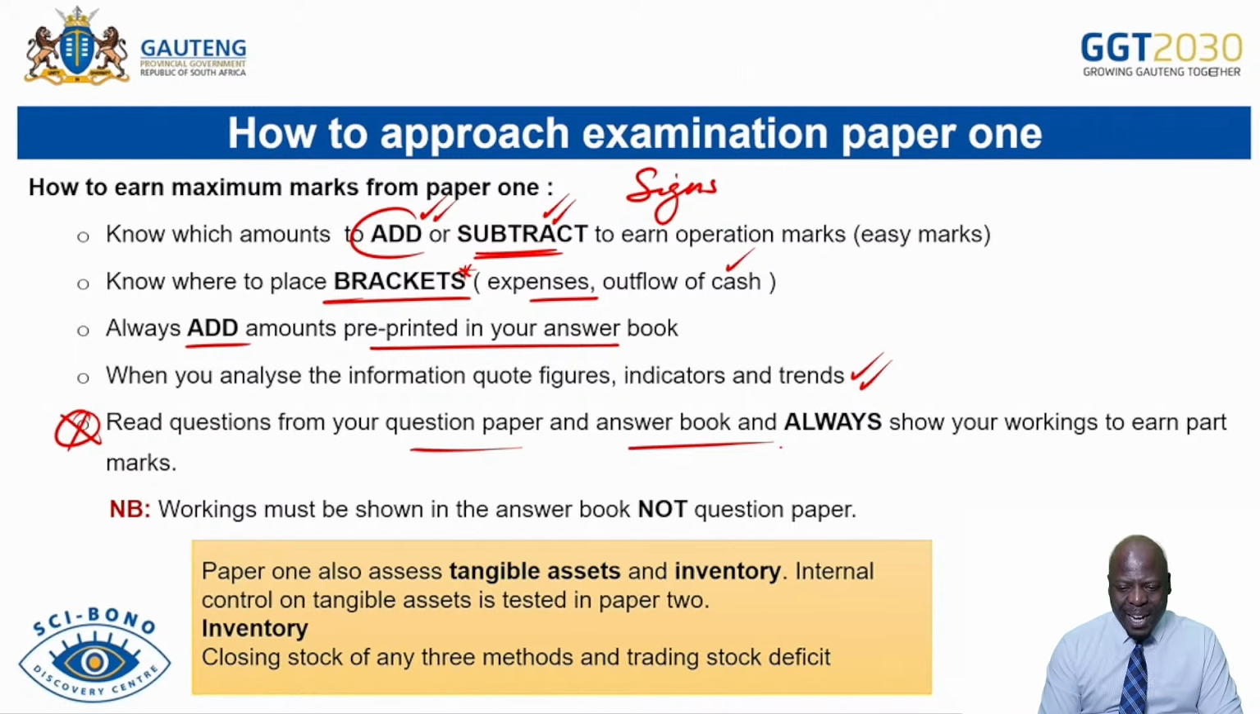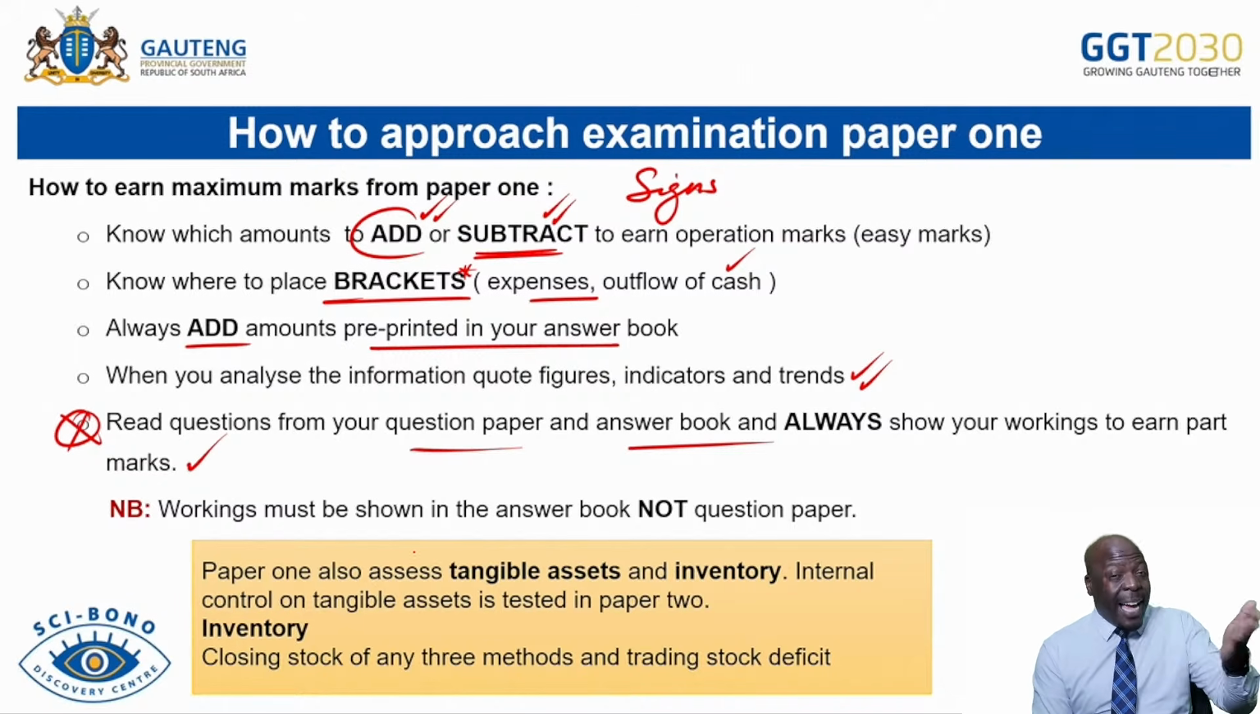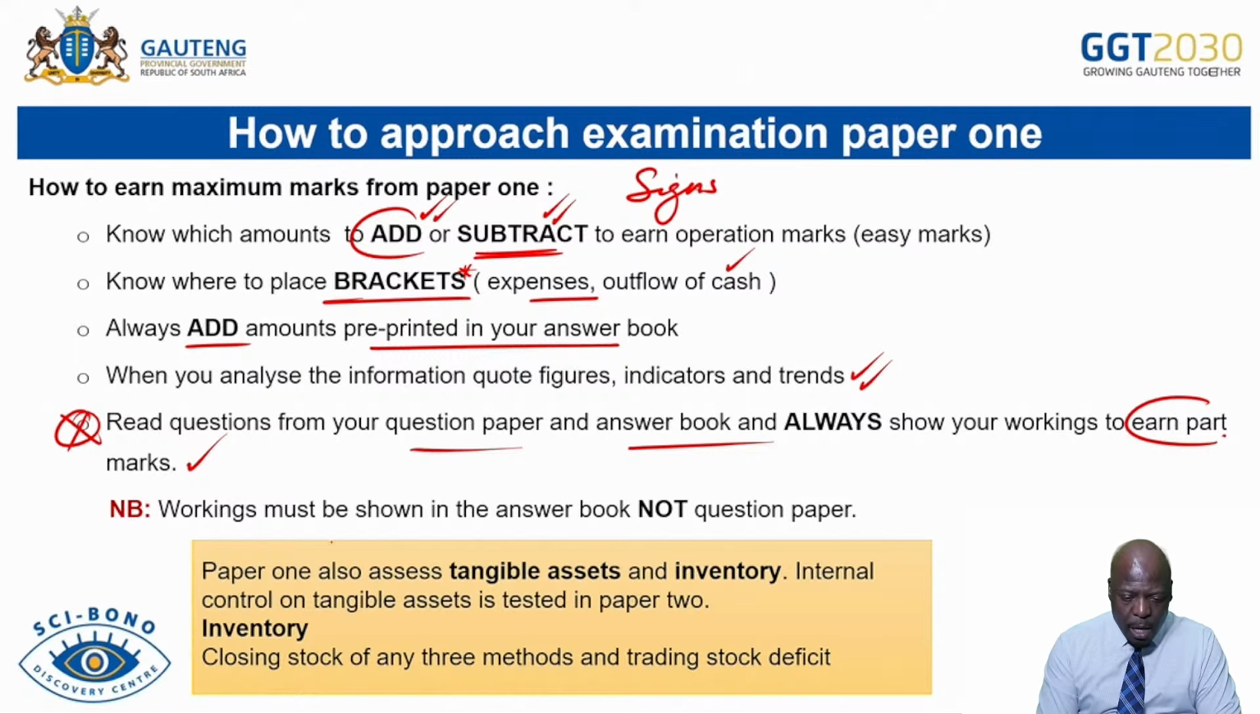And always show your calculations to earn part marks. Calculations are very key, that you show your calculations on the answer book. On the answer book, we show our calculations in order to earn part marks. Workings must be shown on the answer book and not the question paper. Remember, you don't submit the question paper. Don't do all your calculations on the calculator. Write them down on the answer book. And then prepare adequately for this paper. All right.